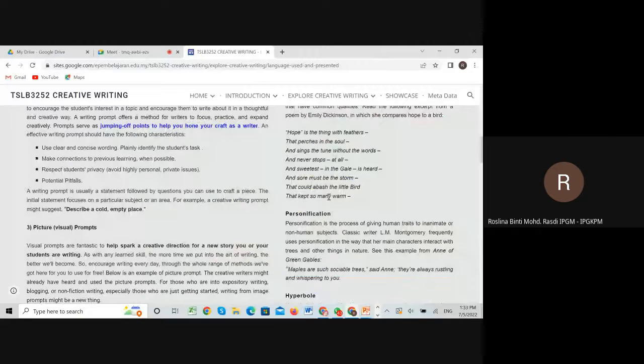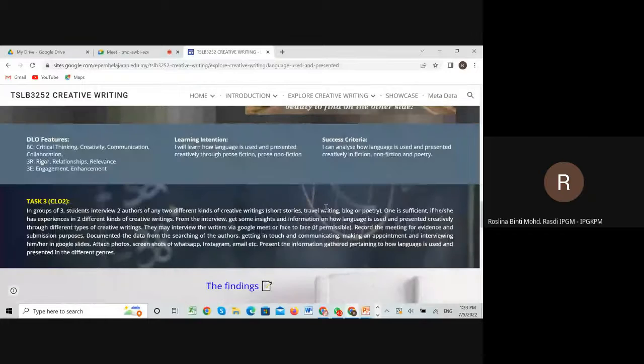Task 3 was designed to achieve CLO2. In groups of 3, students had to interview 2 authors of any 2 kinds of creative writings, which are short stories, travel writing, blog, and poetry, to get some insights and information on how language is used and presented creatively through different types of creative writings.